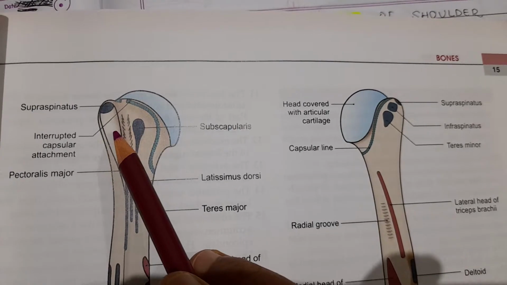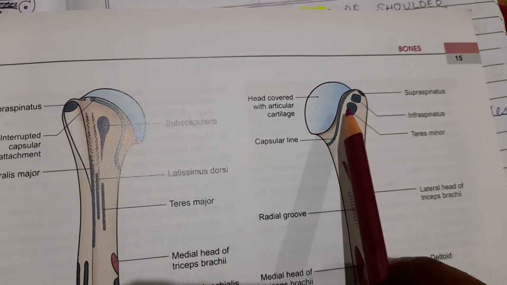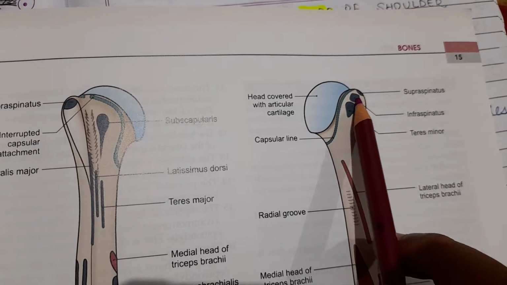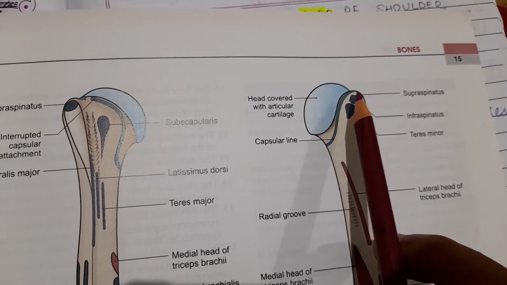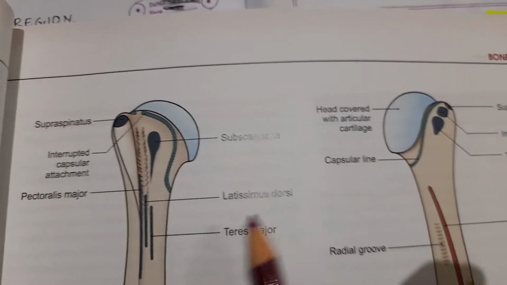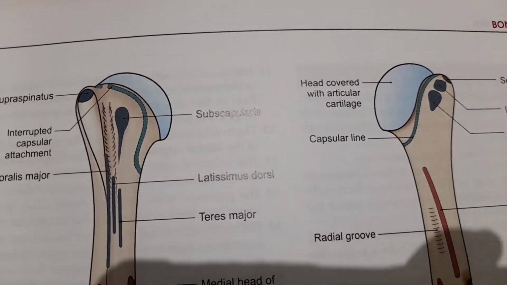This is the greater tubercle and this gives insertion to 3 muscles: supraspinatus, infraspinatus and teres minor. The lesser tubercle gives insertion to the subscapularis muscle.